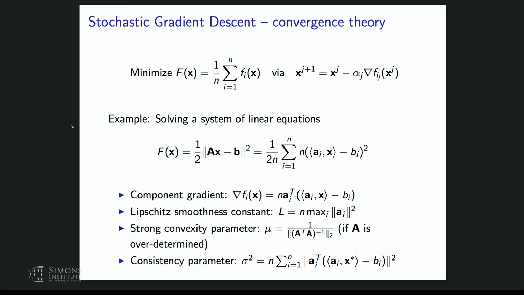And the consistency parameter is, well, this thing, which if our system of equations were consistent, if there existed a point x such that Ax equals b, then the consistency parameter would be 0. Because Ax equals b means that a_i inner product x equals b_i for each i.